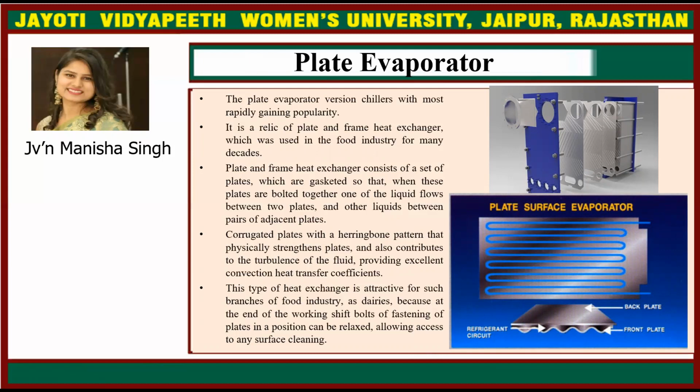Corrugated plates with a herringbone pattern physically strengthen the plates and also contribute to the turbulence of the fluid, providing an excellent convective heat transfer coefficient. This type of heat exchanger is attractive for branches of the food industry such as dairies because at the end of the working shift, the bolts fastening the plates can be relaxed, allowing access for surface cleaning.